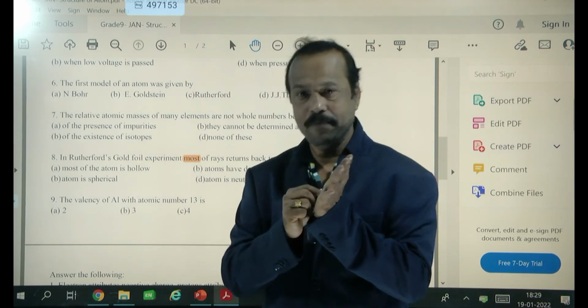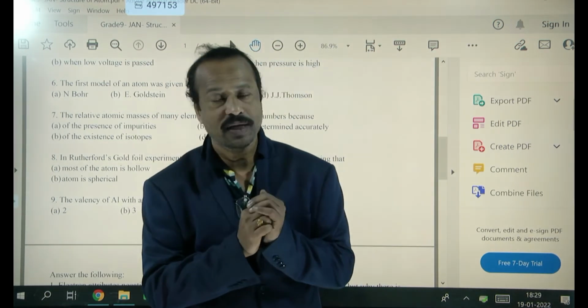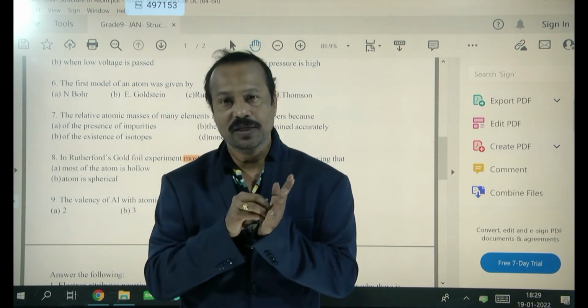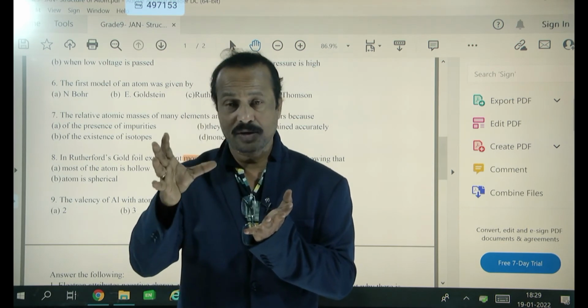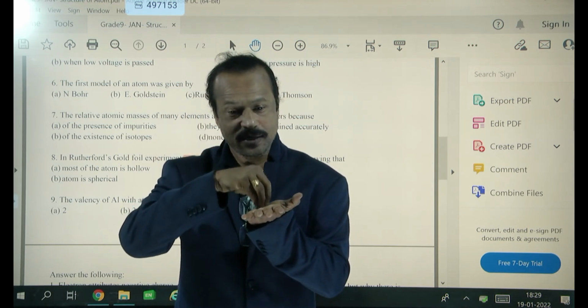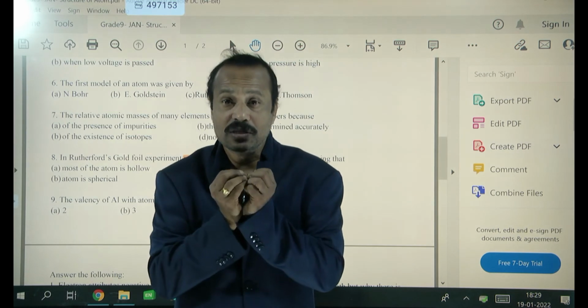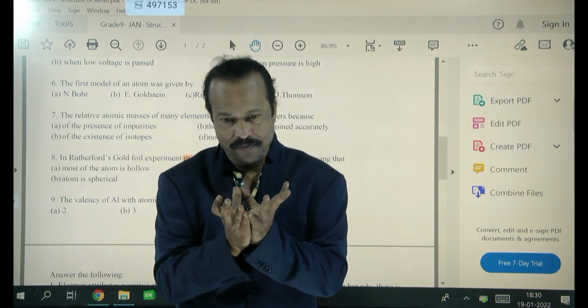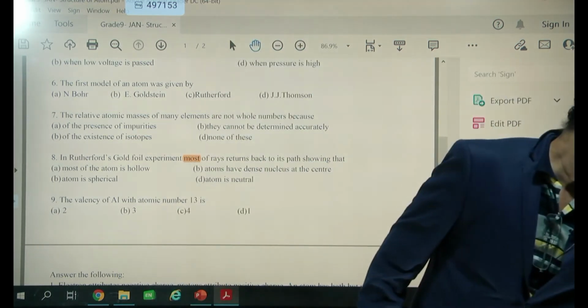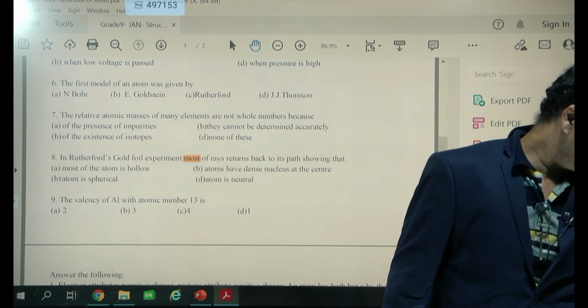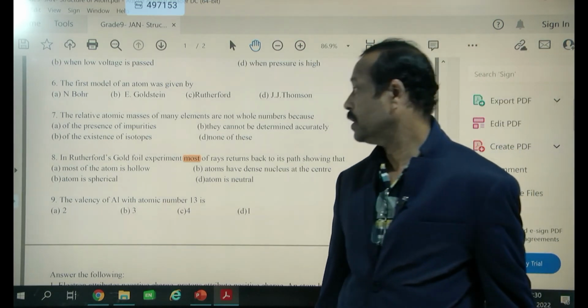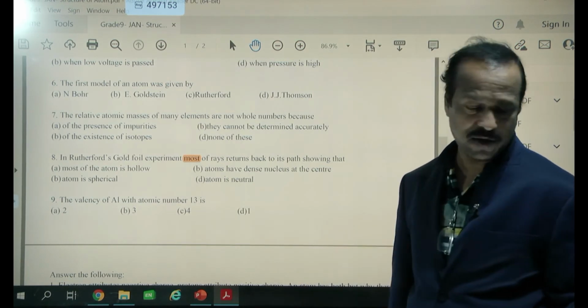So at the center, a small region is present, that is called the nucleus. Almost all the mass of an atom is present in the nucleus only. So the nucleus of the atom is very dense, and due to that the rays rebounded back. Very good.